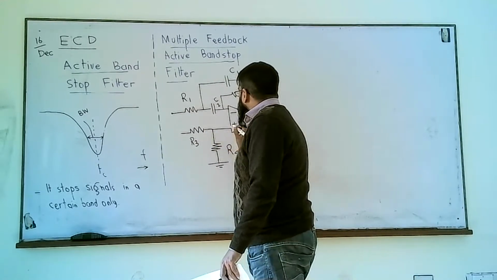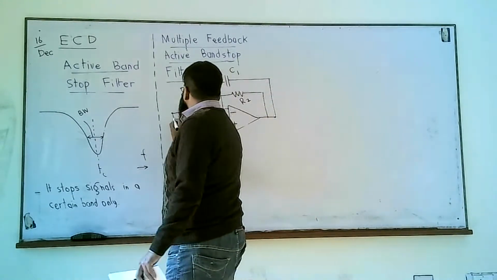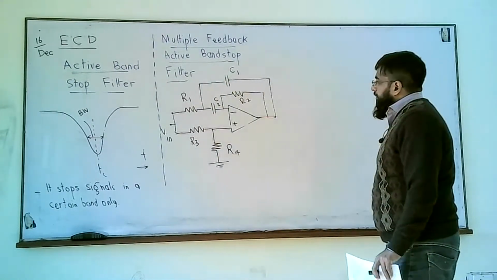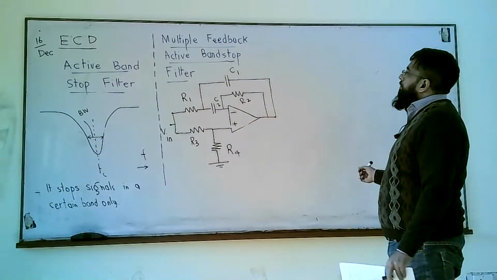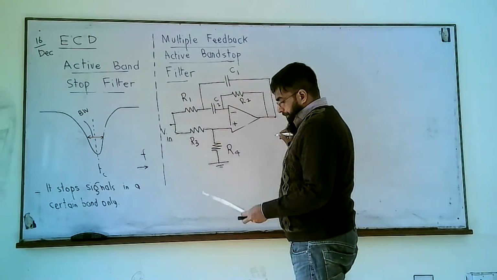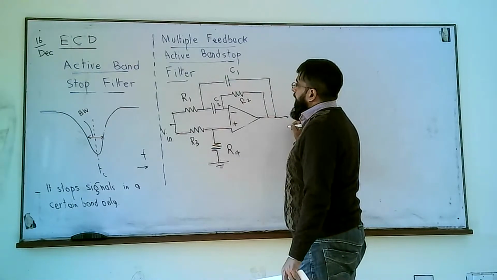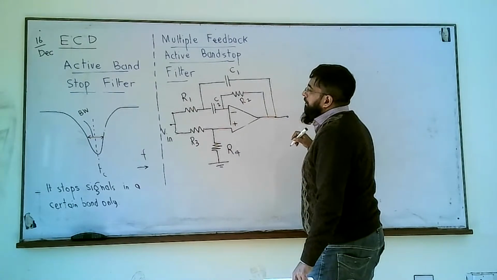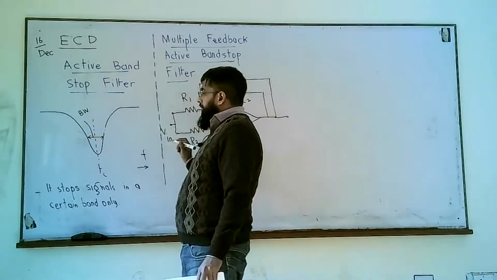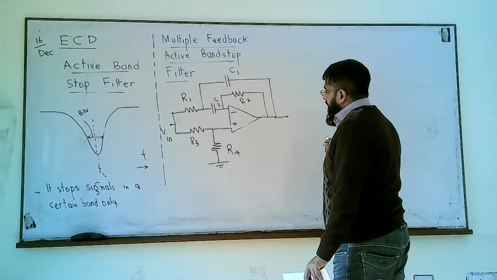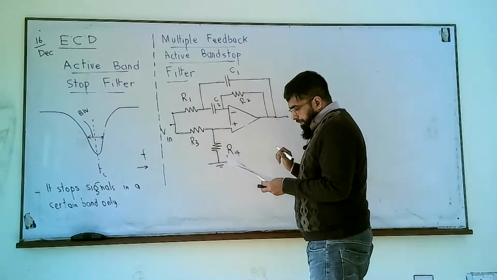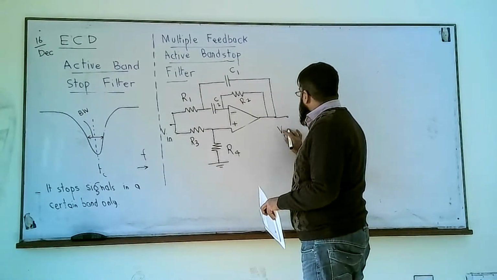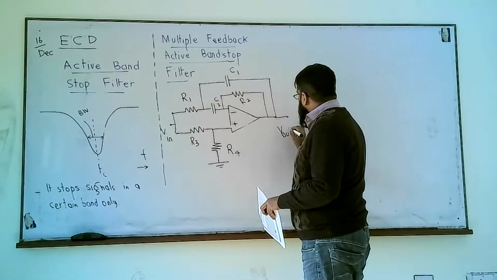And we have these extra R3 and R4, and we join them together to make this input Vn. This is very much like the filter that we studied earlier in the active band pass lecture, but with these small variations, we can convert it into a band stop filter. V out.